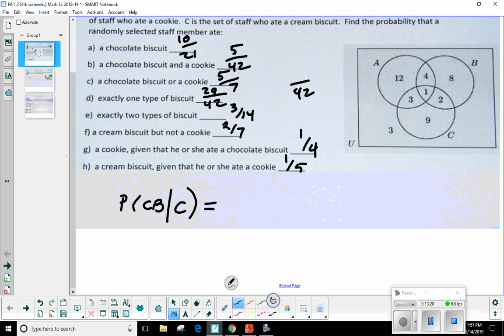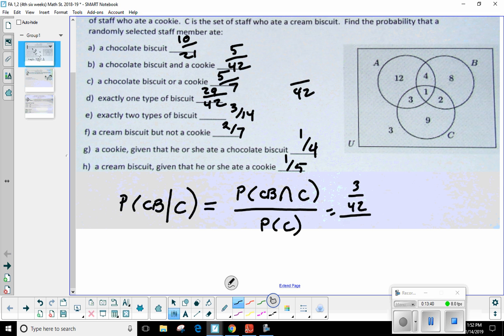Yes? Okay. So we're looking for the probability of eating a cream biscuit given that we ate a cookie. Okay, so if I apply that to the formula, the probability of eating a cream biscuit and eating a cookie, and then we're going to divide that by the probability of eating a cookie. All right, so what's the probability of the intersection? Okay, 3 out of 42. And then we're going to divide that by the probability of eating a cookie. 15 out of 42.